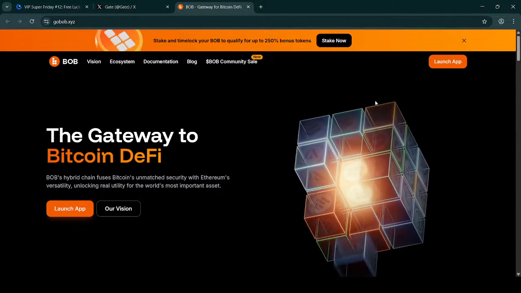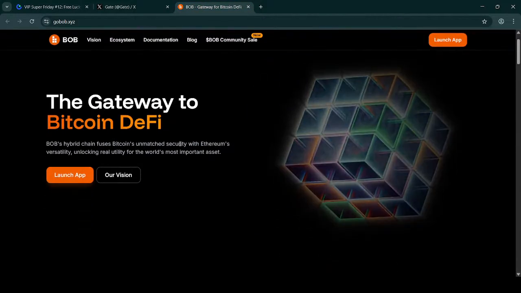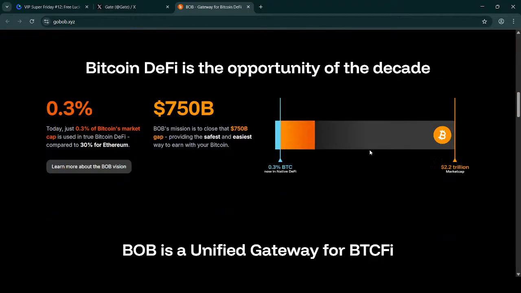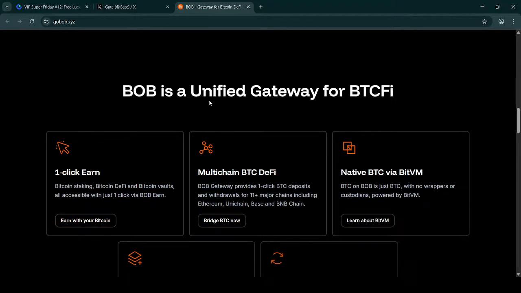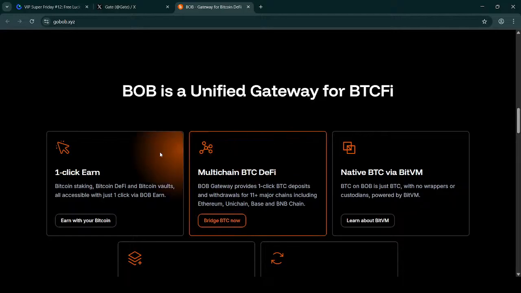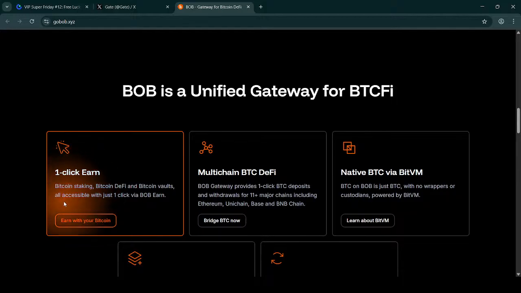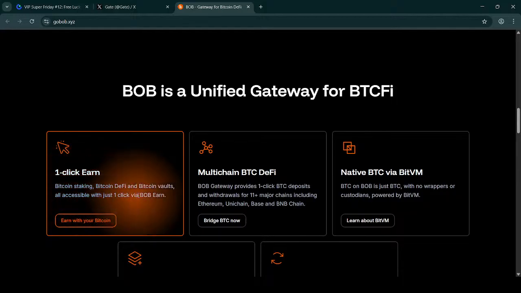Guys, so let's talk about BOB and our vision. Users can participate in the BOB unified gateway with one click. Bitcoinboards are all accessible with just one click, with BOB.